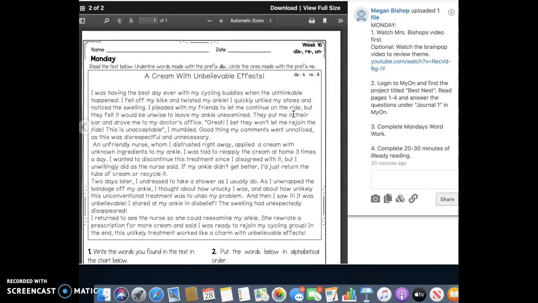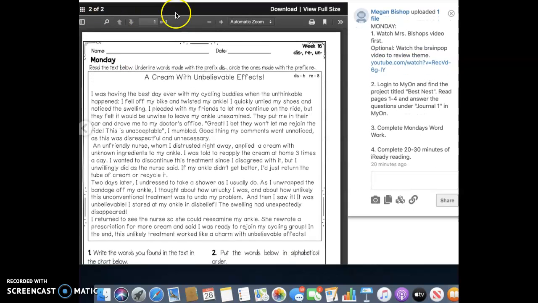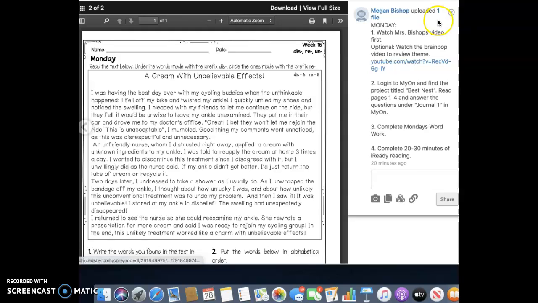Tuesday's word work will look exactly the same. I will make a new video for Wednesday and Thursday's word work because it will be a little different. On Monday, I am asking for you to do 20 to 30 minutes of iReady. And then on Tuesday, you will read your independent book and you will respond on Etsy based off of what you read. And I will post a video and an example tomorrow of your independent reading project for the week.